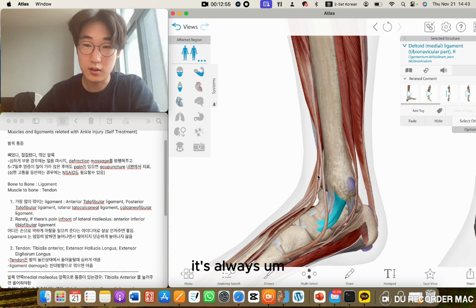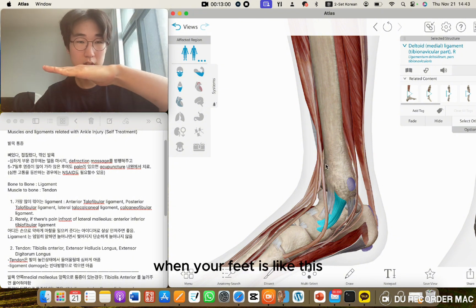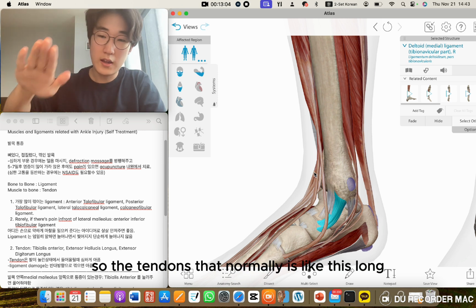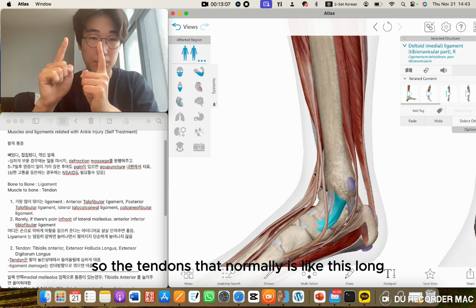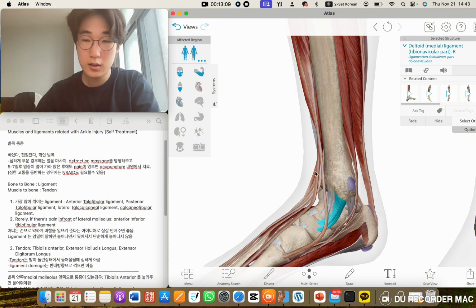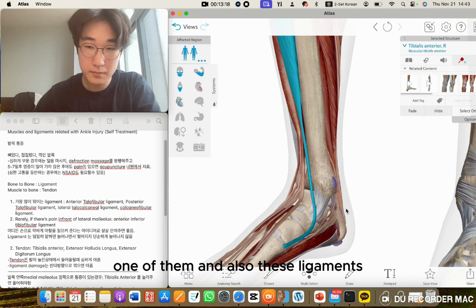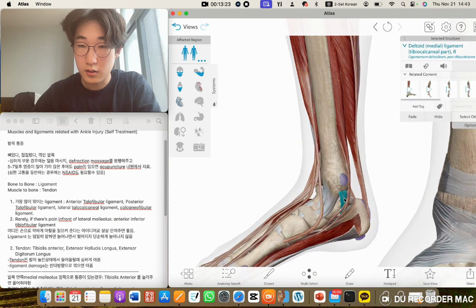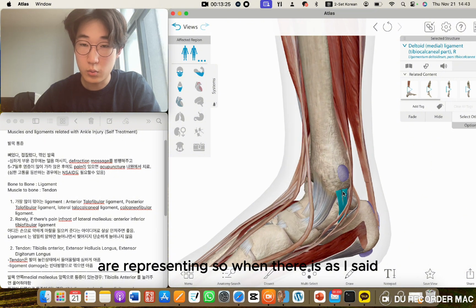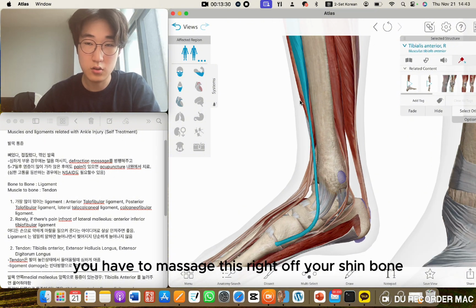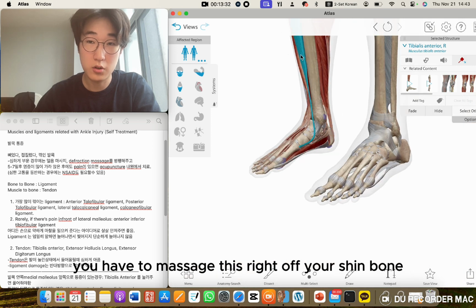So normally your foot is like this, but if you have flat feet, it goes inside. So the tendons that are normally this long become this long. For example, tibialis anterior is the main one of them, and these ligaments also represent it. So when there's pain in the front or inside, it goes inside, and you have to massage right off your shin bone.